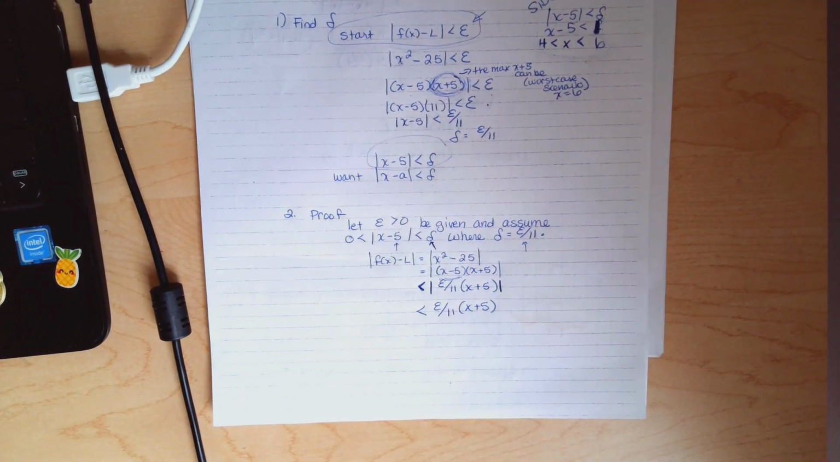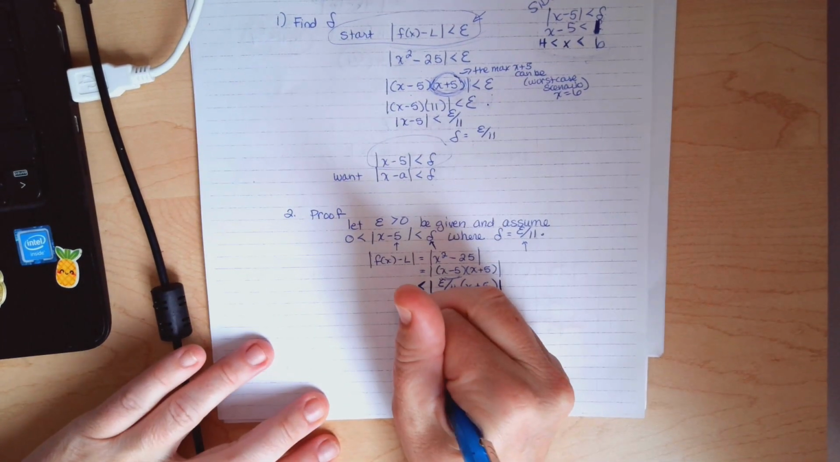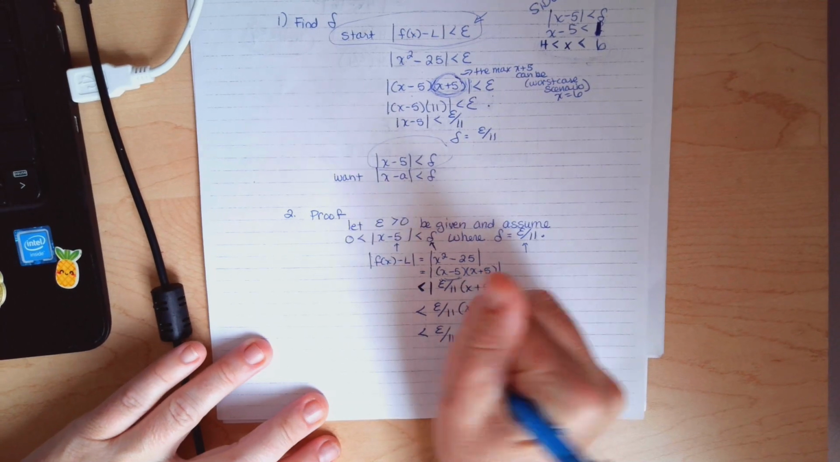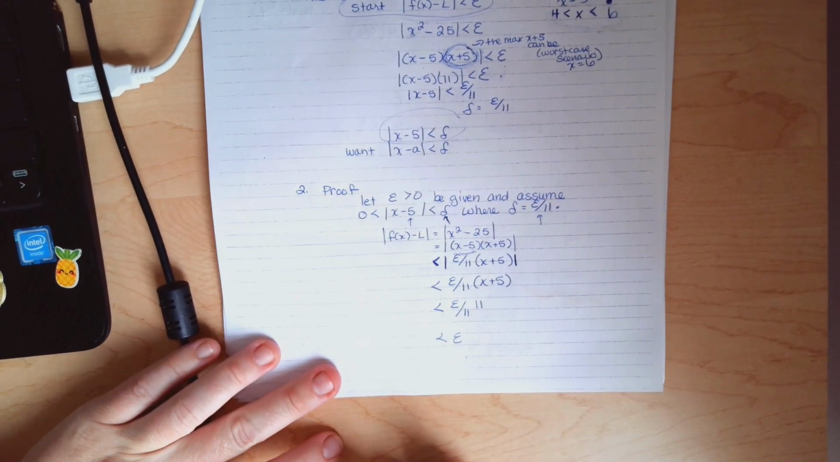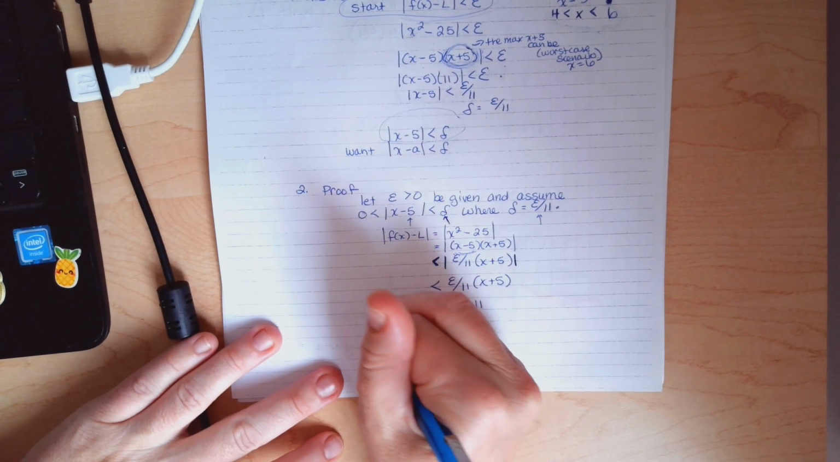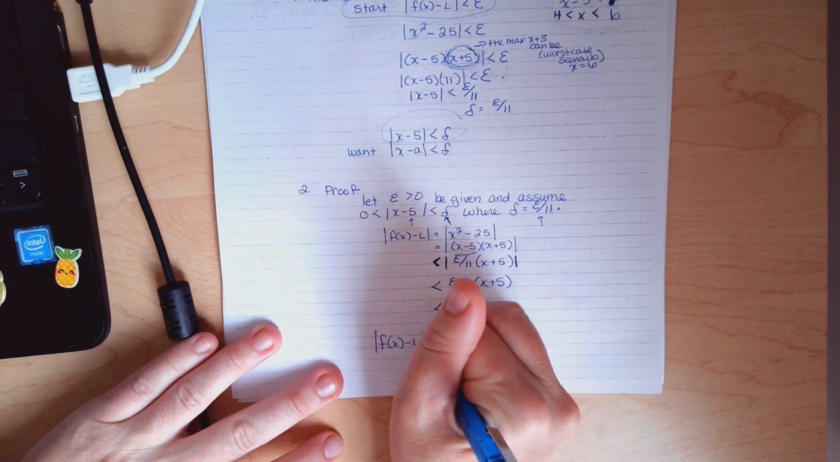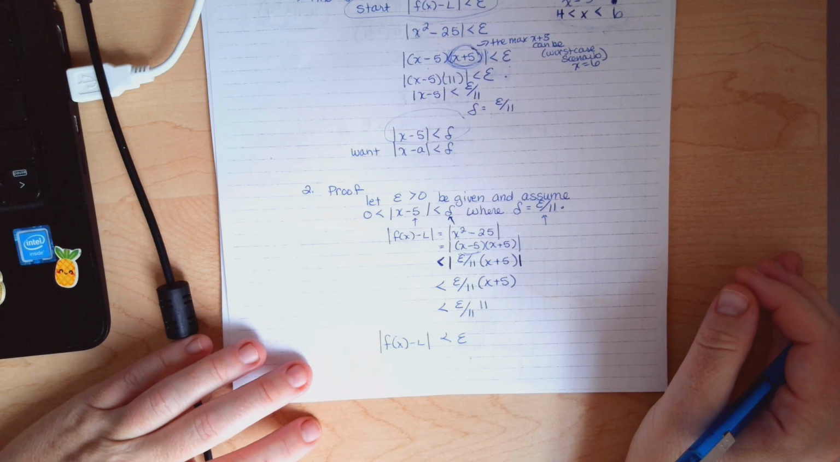All right, and what do I know about x plus 5? I know that at worst case, x plus 5 is 11. So this is always going to be less than epsilon. So my final statement is I have this f of x minus L less than epsilon.